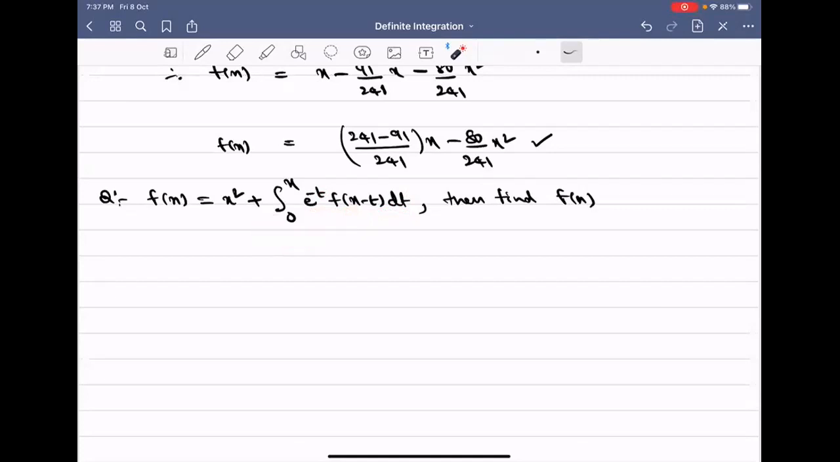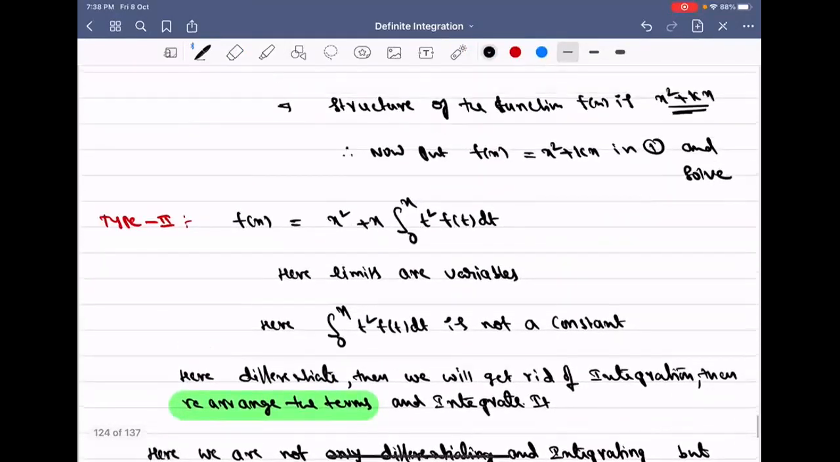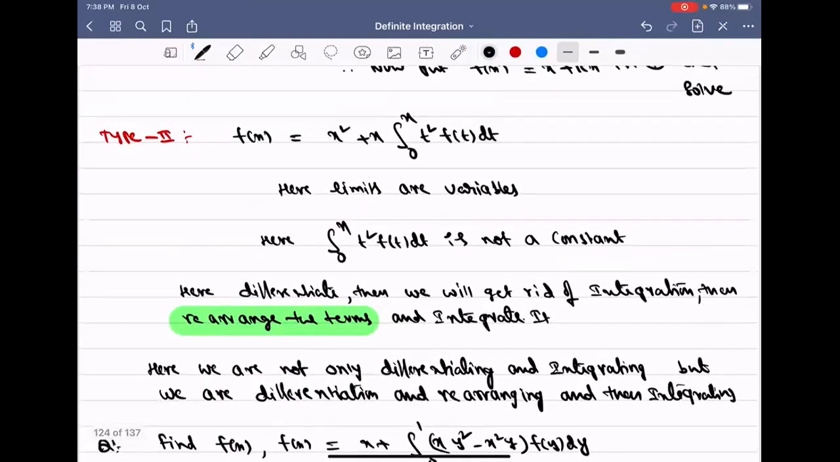Already I have given the method for how to solve the questions of type 2. So let us go through the method once. To solve a type 2 problem, the form is f of x is equal to x square plus x into the integration from 0 to x of t square f of t dt. Here only t is the internal variable, and these x's are external variables. In type 2, limits are variables. In type 1, limits are constants.